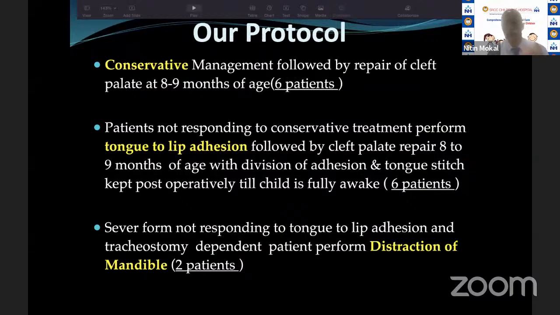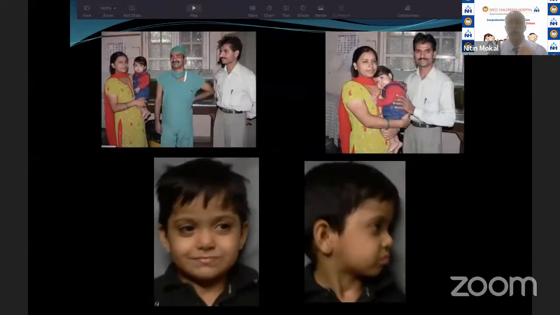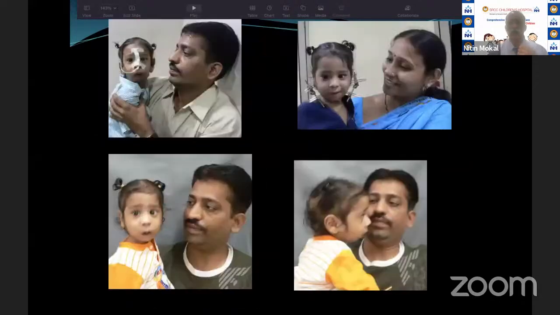If those patients do not respond, we do a tongue to lip adhesion. And at the age of 8-9 months, when we do a cleft palate, at that time we disconnect the tongue to lip adhesion. And in the very severe form, these are the patients who don't respond to the tongue to lip adhesion or who are tracheostomy dependent, they require a distraction of the mandible. So this is a patient which we distracted for a PROBIN.